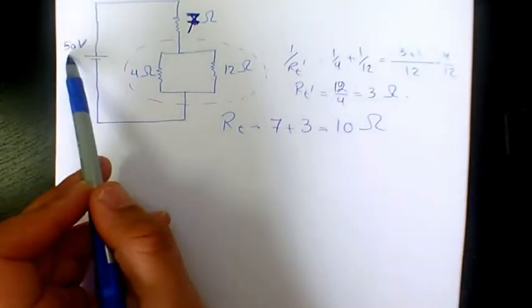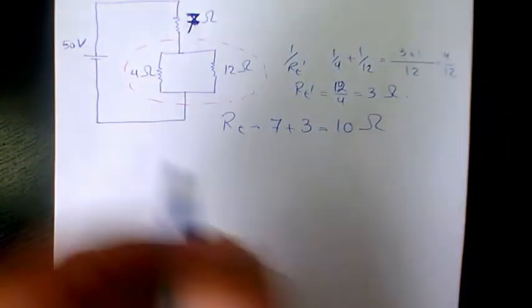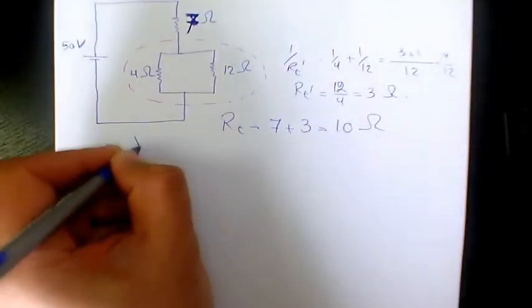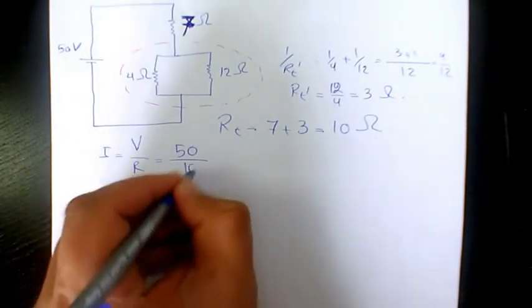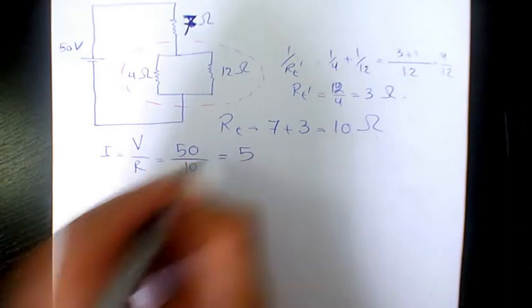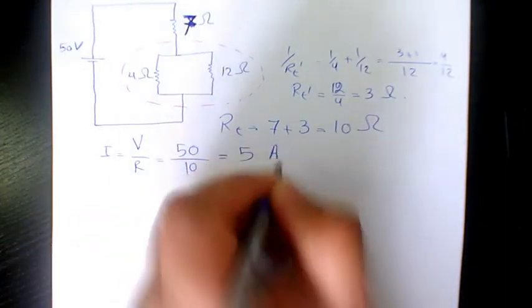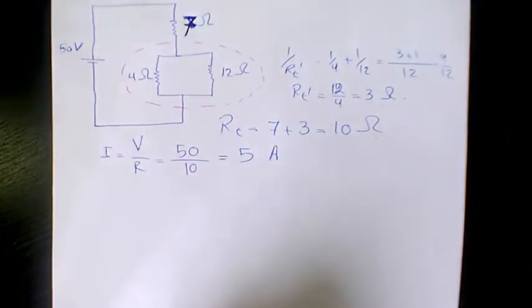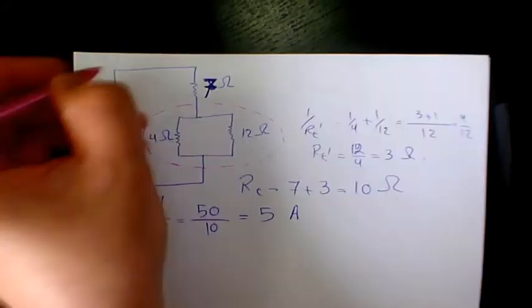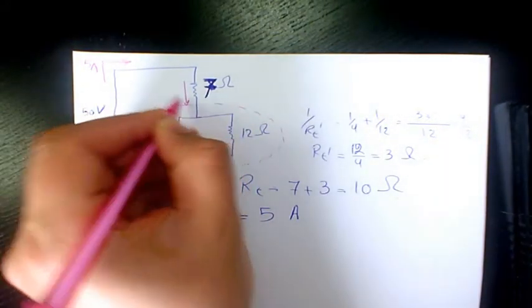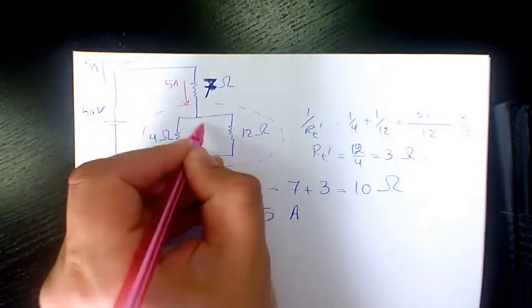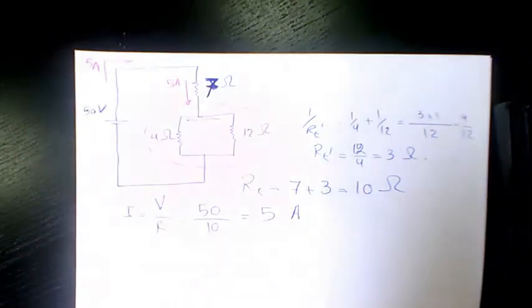Total voltage is 50. Total resistance is 10. So I will be V divided by R, which will be 50 divided by 10. That's going to be 5 amp. So we have 5 amp in here. This part is going to be still 5 amp, and then it's going to be distributed in these two.